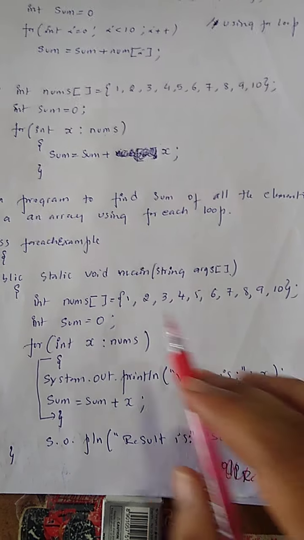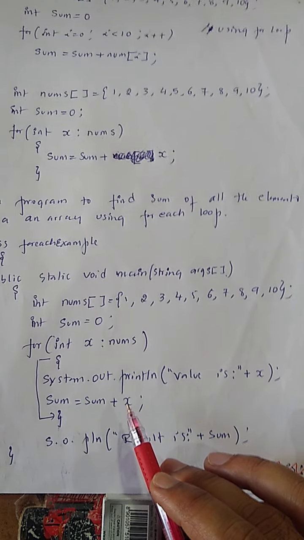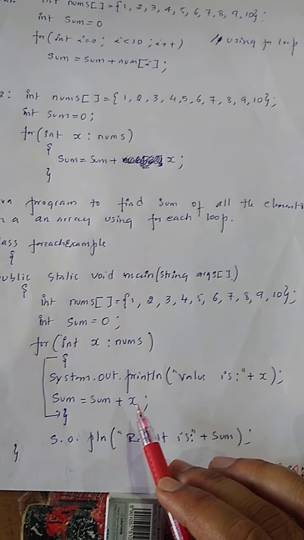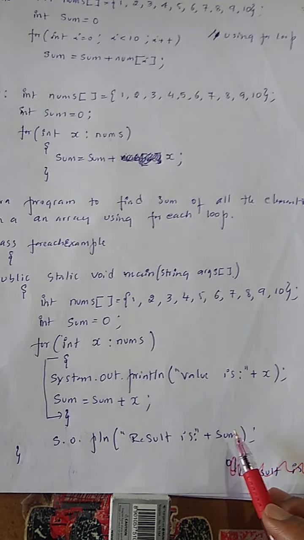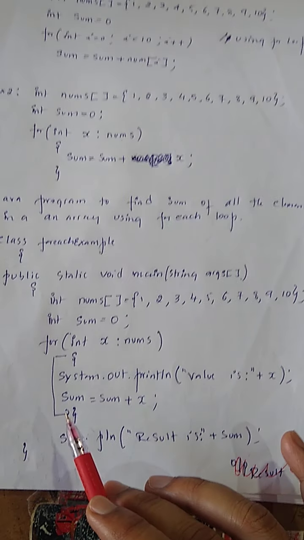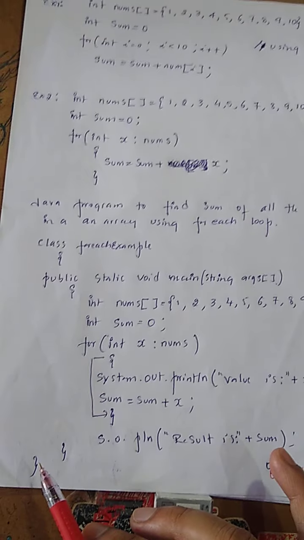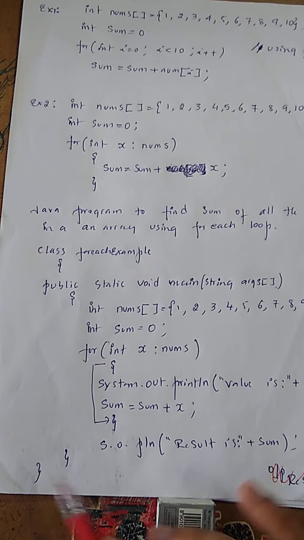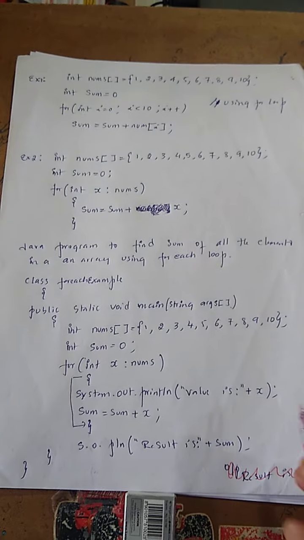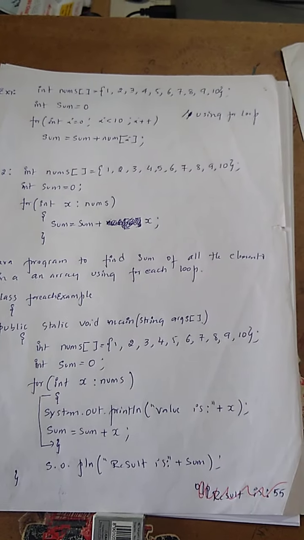It will print all the values of the array, and it will calculate the sum in each iteration. Next we are printing the final sum. So this is the end of your for each loop, this is the end of your main, and this is the end of your class. Okay, so just copy this particular program.